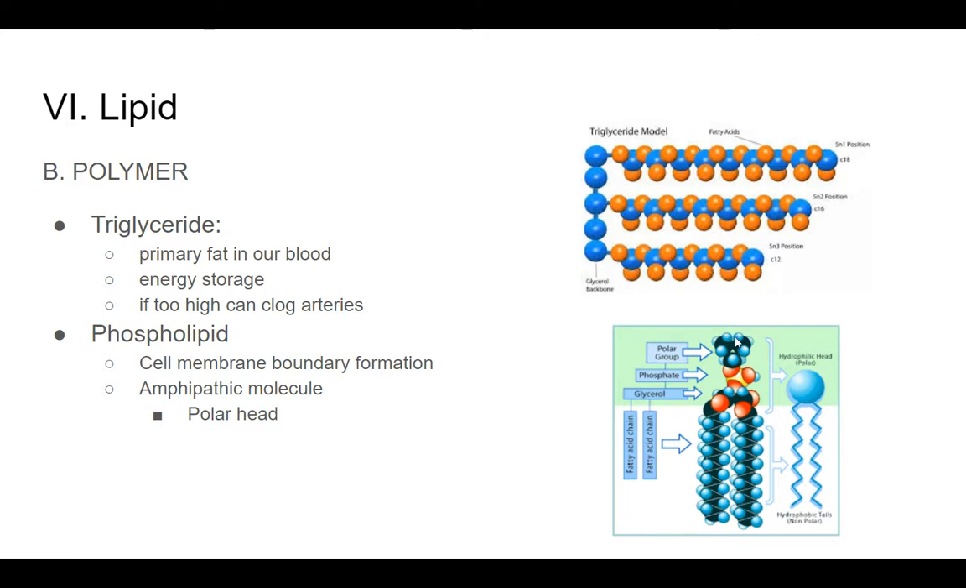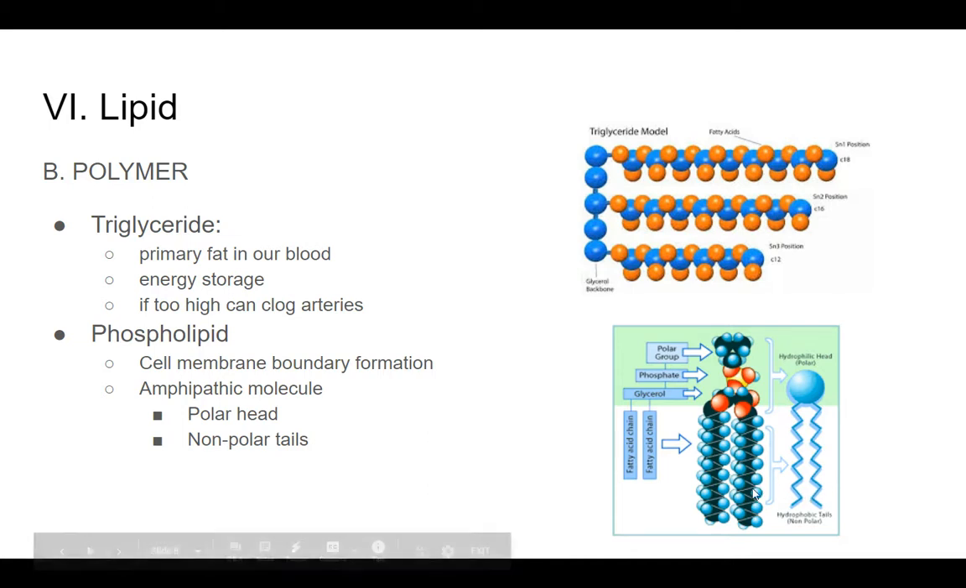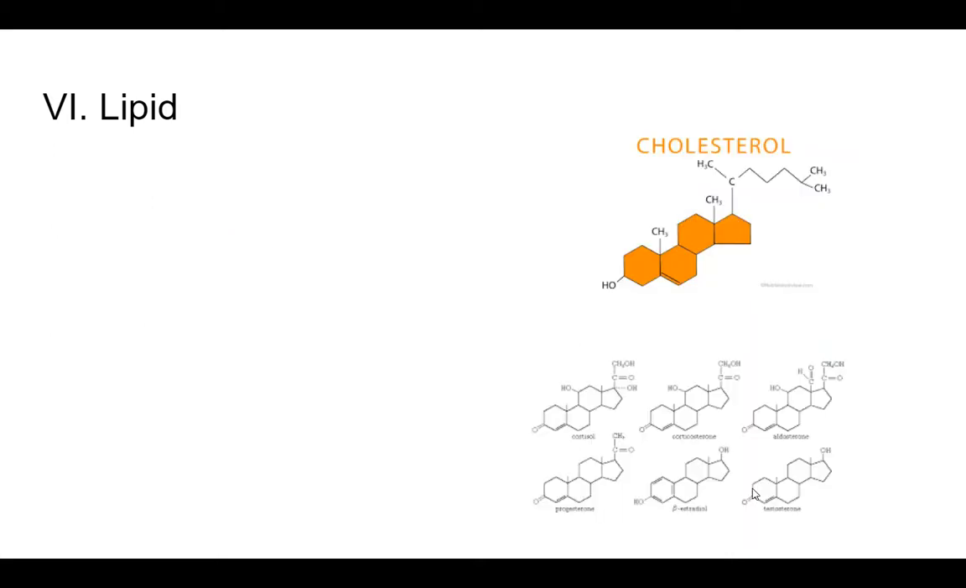So what's called the head, commonly referred to as the head up here, is polar. So here is kind of a cartoony drawing. Here's the head of the phospholipid. And then the tails, the 2 tails that stick down, are going to be nonpolar tails. So those are really important polymers, and we see them again when we talk about the cell membrane.